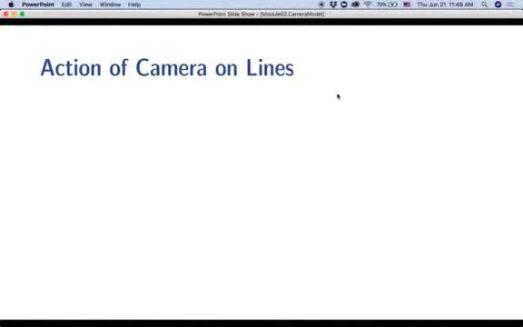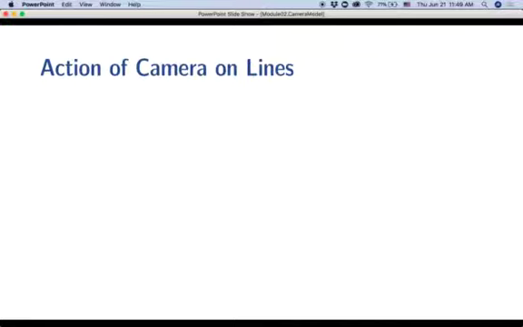We talked about the action of camera on points. Let's talk about the action of camera on lines. By action of camera on points, I mean you give me a point in 3-space, I can tell you where the image is going to be in 2-space, and I can also tell you the vanishing point if you give me a direction in 3-space. What's the action of camera on lines?